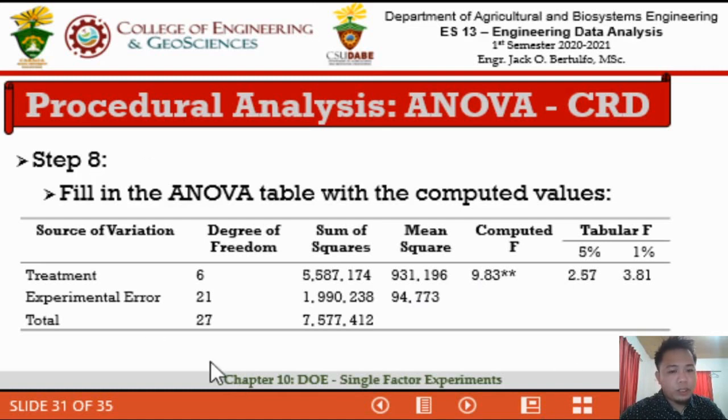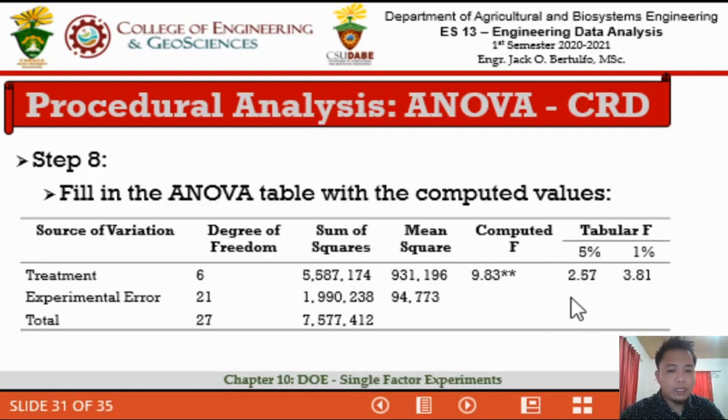Since this computed F is greater than the tabulated, we can say that at 5% and 1%, therefore, there is sufficient evidence that there is a significant difference between each treatment. So the treatments really differ, they have really different effects on your yield, since it's greater than the tabulated.